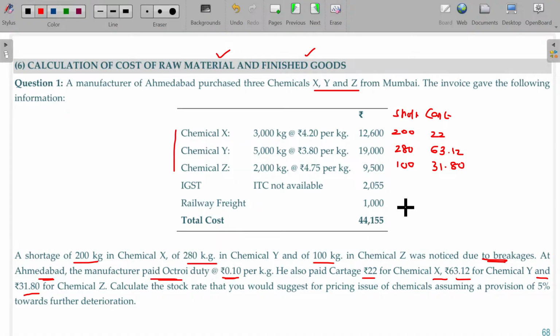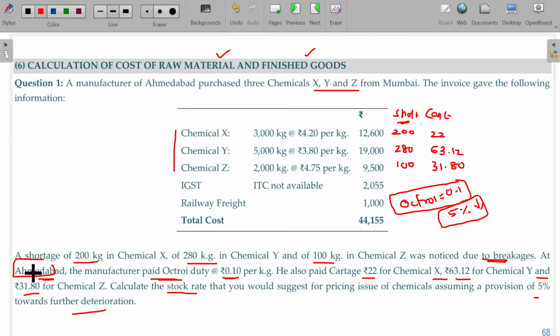And octroi being 10 paise on the goods delivered. Calculate the stock rate that you suggest for pricing the issue of chemical, assuming a provision of 5% towards further deterioration. Apart from that, another 5% we may lose. 5% stock loss will be there while storing in the godown. This shortage happens before it gets delivered at Ahmedabad.